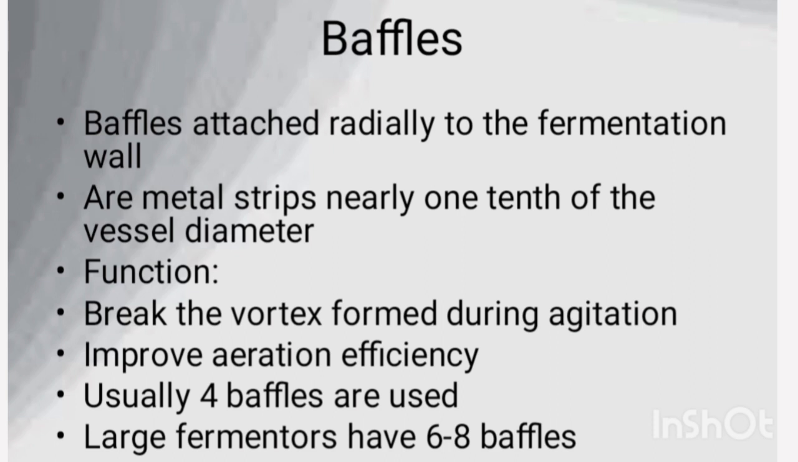So, the baffles act as a barrier which breaks the vortex. Extra cooling is attached to the baffles to improve the cooling. There is a gap between the fermenter wall and the baffles. This gap is to minimize the microbial growth on the baffles and fermenter wall.